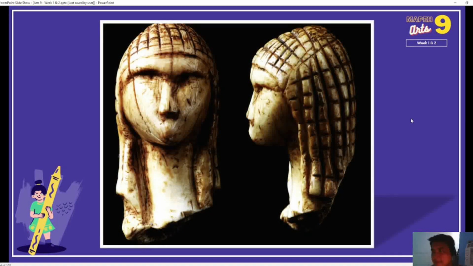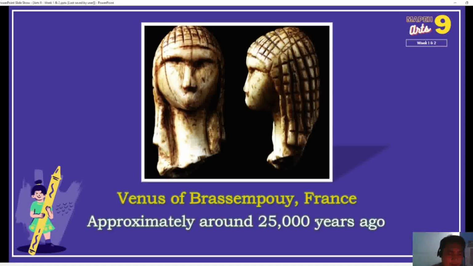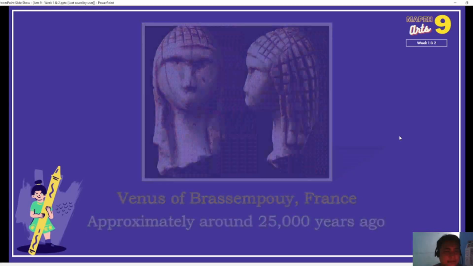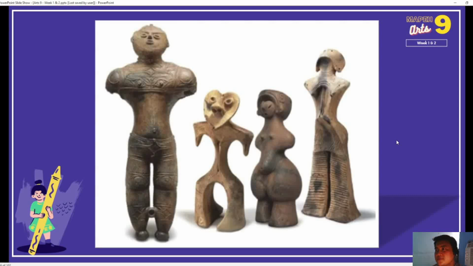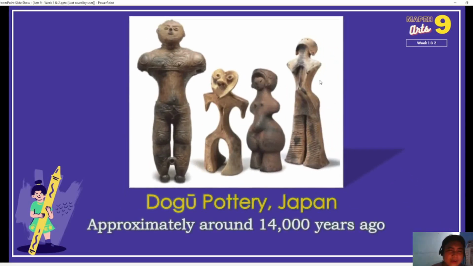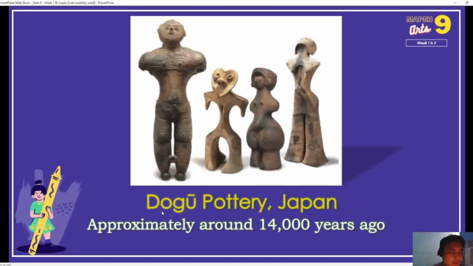So I have here some examples. This one is from France, roughly around 25,000 years ago. So it is called Venus of Blazempoux. So silent Y, Venus of Blazempoux in France. Another one, this one is from Japan, humanoid creature. So this is called Dowu pottery. Dowu, as in D-O-W-U. Dowu pottery in Japan, approximately around 14,000 years ago.